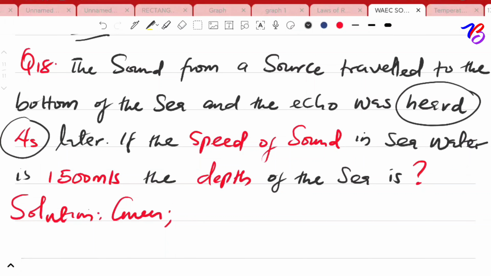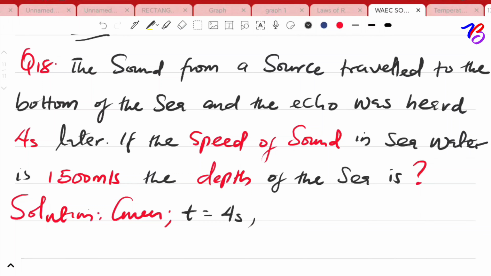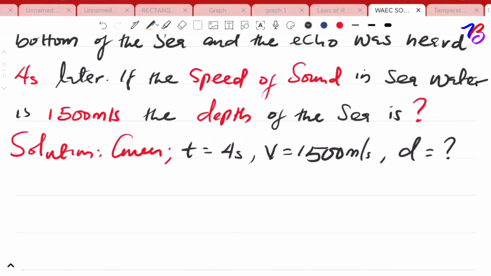The sound was heard 4 seconds later, so the first of the triune components, our time, is 4 seconds. Then our speed is given to be V equal to 1500 meters per second, the second triune component, and the third is the depth, D, which is unknown. You can see these are our triune components. With this, you can use V equal to 2D over T to solve this problem. I hope you are learning.